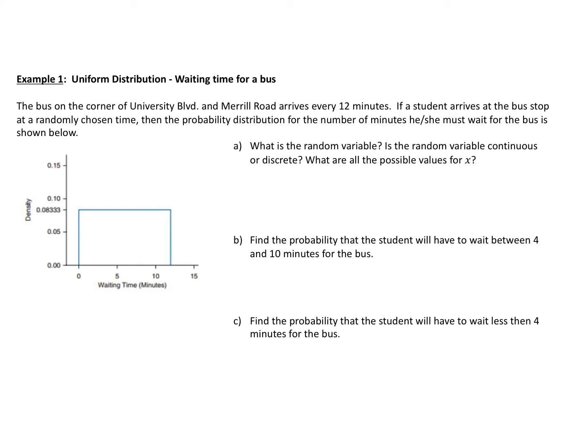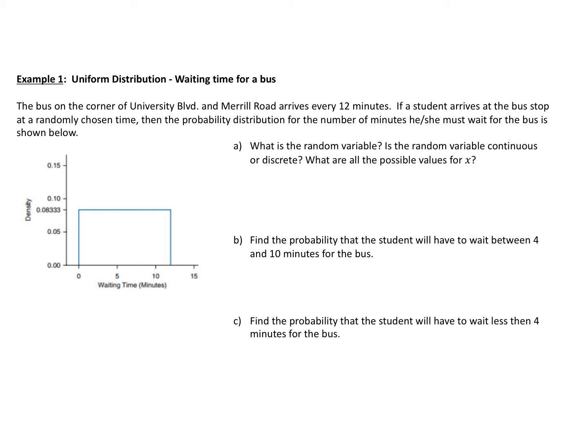Let's take a look at a probability distribution that has a uniform distribution. So let's assume that a bus at the corner of University Boulevard and Merrill Road comes every 12 minutes. And if a student arrives at the bus stop at a randomly chosen time, then the probability distribution for how long that student has to wait for the bus is going to be a uniform distribution. So let's talk about why this would be a uniform distribution.